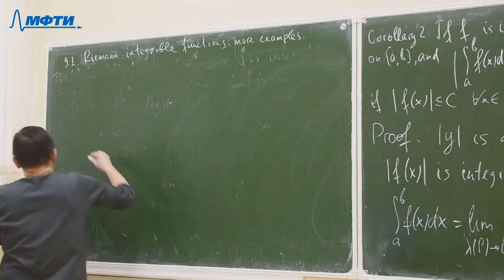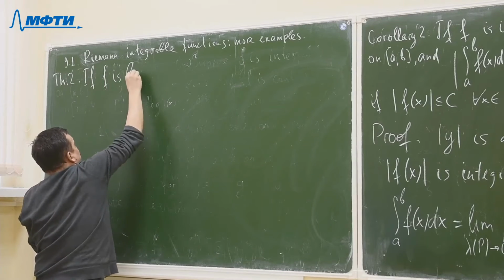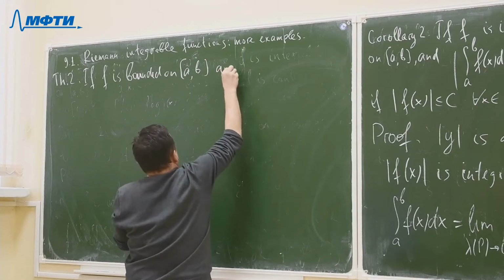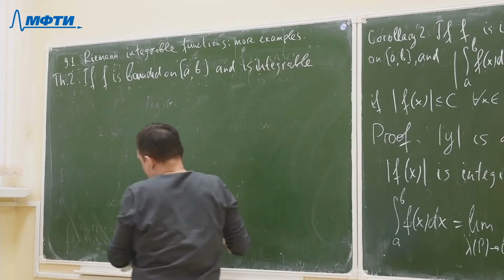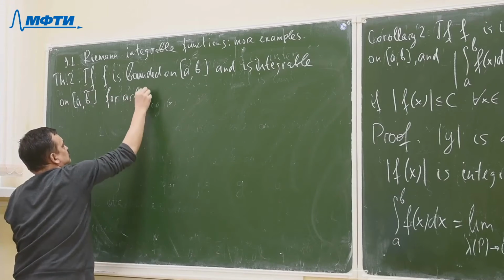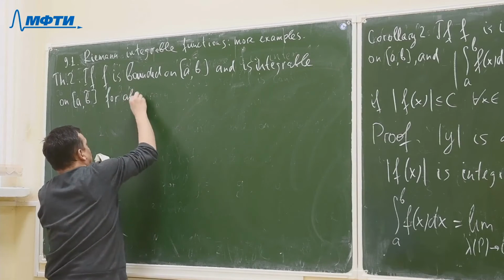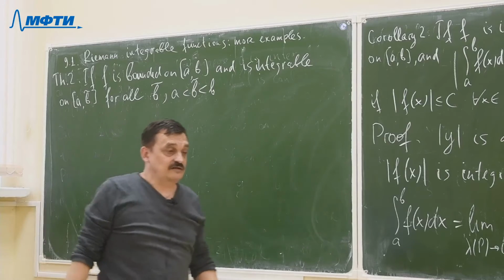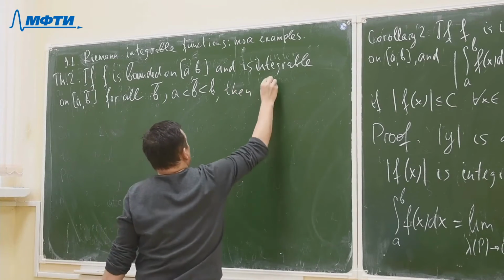Theorem 2. If f is bounded on [a, b] and is integrable on [a, b tilde] for arbitrary, for all b tilde strictly less than b, and of course greater than a, then f is integrable on [a, b].